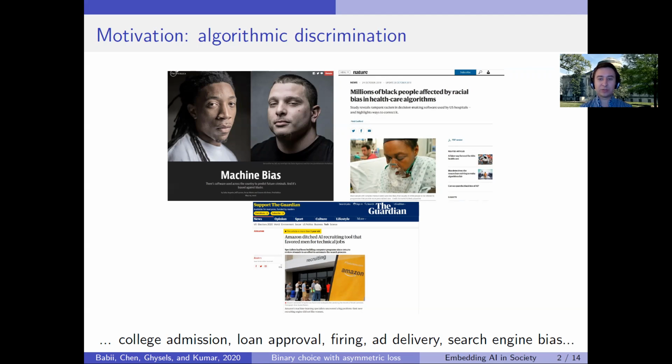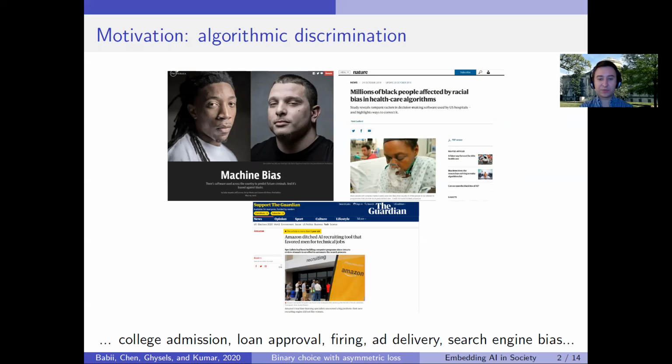In healthcare, algorithms are used to assess health risks. And it has been reported that an algorithm that affects millions of Black people tends to underestimate health risks for Black patients. Another famous example is the resume screening software. Amazon has developed an algorithm that helps to screen hundreds of thousands of resumes. And they discovered soon that the algorithm tends to favor men for technical jobs.